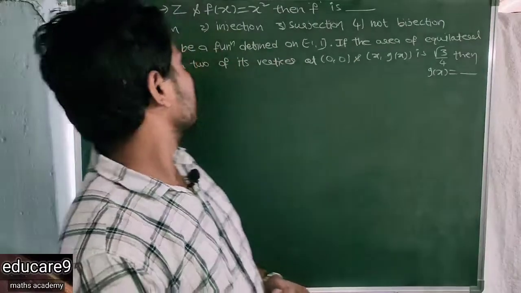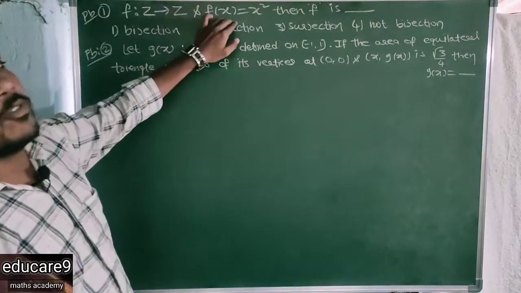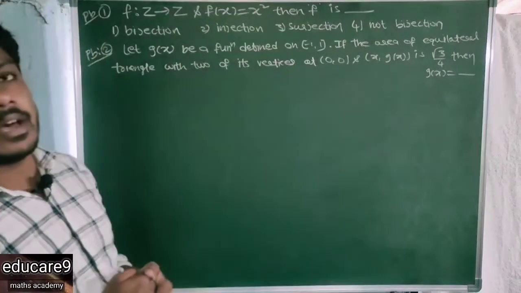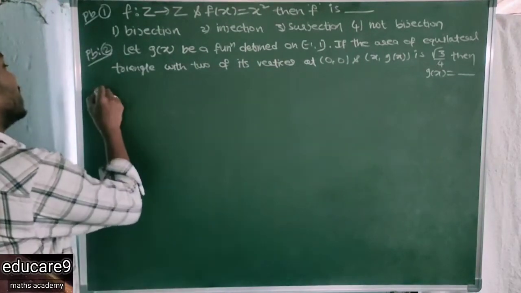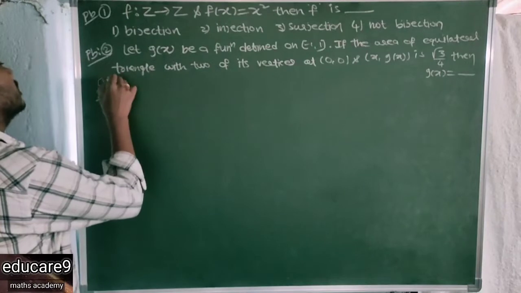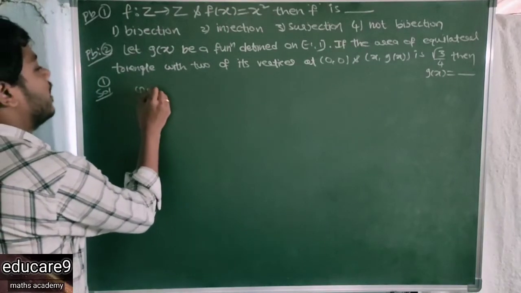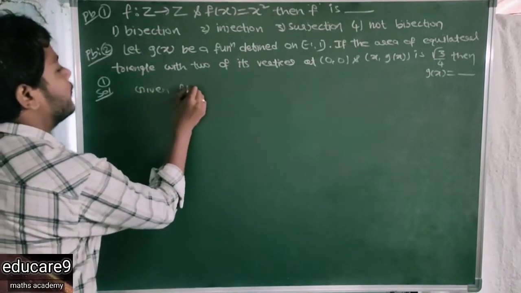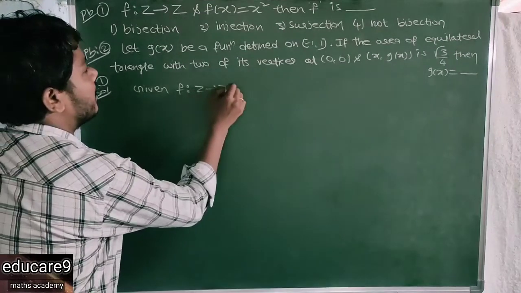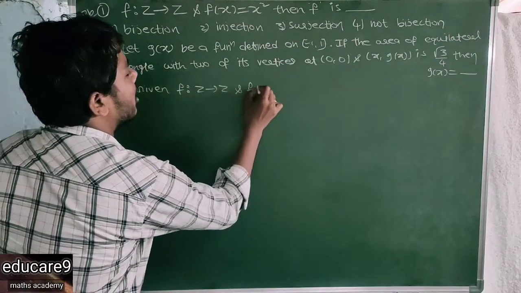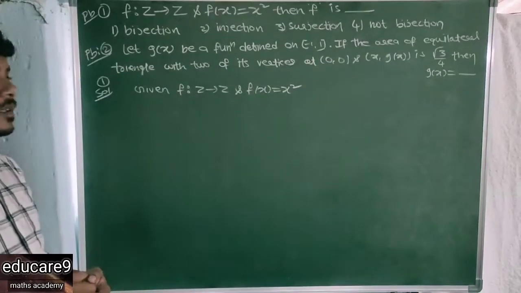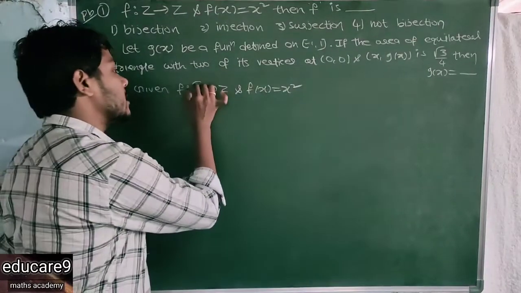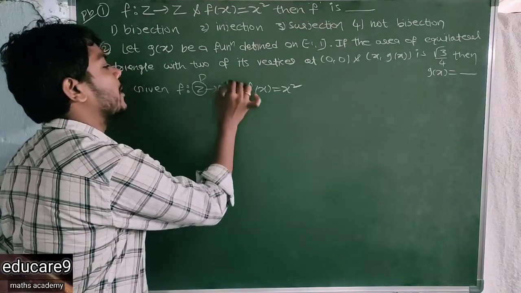See here, f from Z to Z, f of x is equal to x square. Then f is... See here, solution. So given f from Z to Z, and the function is f of x is equal to x square. Our domain is integers and codomain also integers.